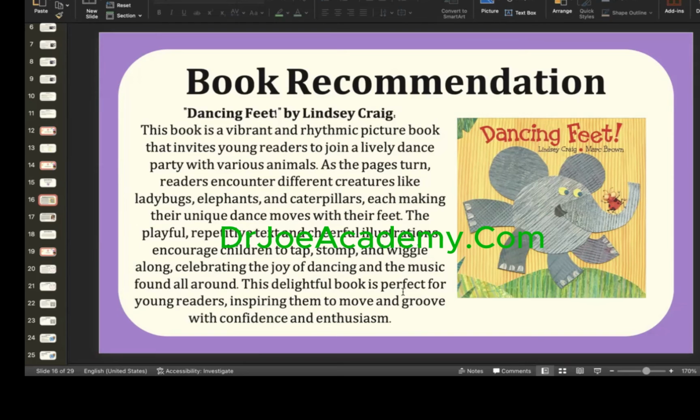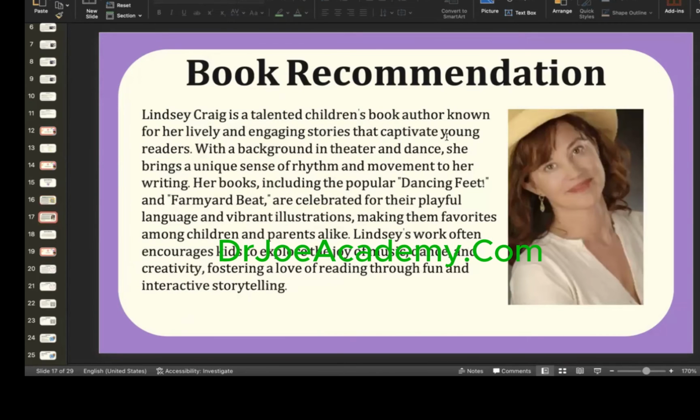This is a delightful book, and it is perfect for young readers, inspiring them to move and groove with confidence and enthusiasm. So if you want to have a good read about dancing, this is a good book to look into. Now, who is the author? This is the person who wrote the book. Her name is Lindsay Craig.